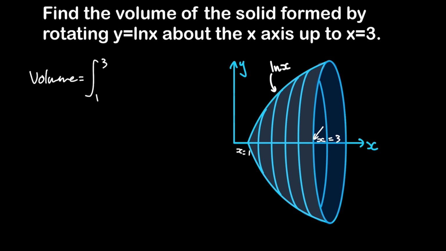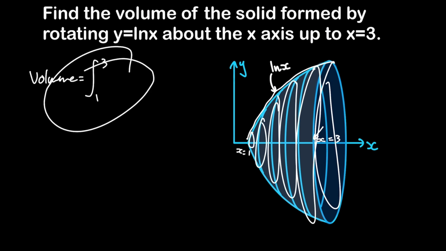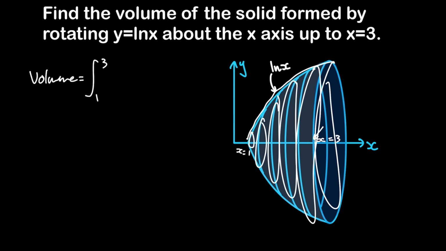And now what we're going to do is take disks, all of these little disks that are contained in here, and each of these little disks will have an area. And those areas, if we sum them up, all of them, the infinite number of them contained between x equals 1 and x equals 3, if we sum them up through integration, then we'll get the volume of the solid that's formed when we rotate the natural log of x about the x-axis.